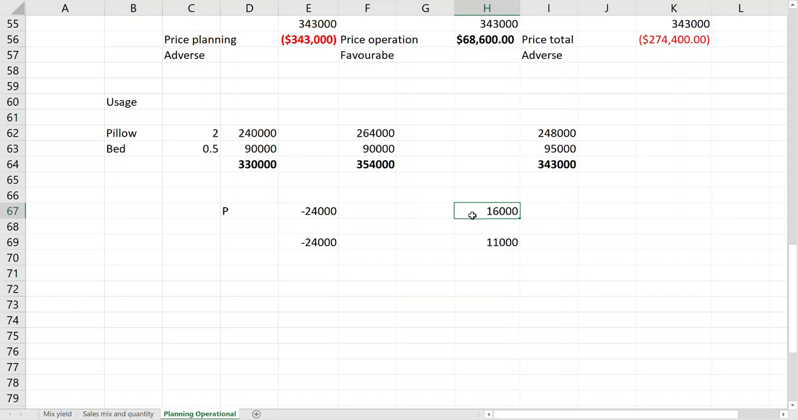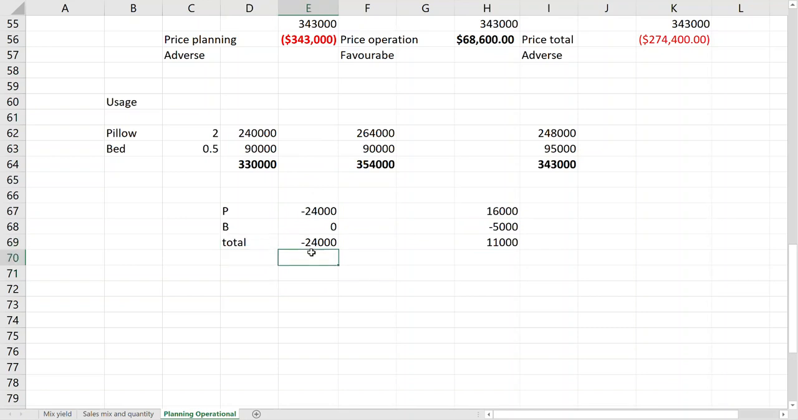Usage operational favorable for pillowcases. And then 90,000 minus 90,000, no variance, no change, because there was no change in the design. And then 16,000 minus 5,000 gives you 11,000. And then the total is 24,000. We have to multiply this by price.